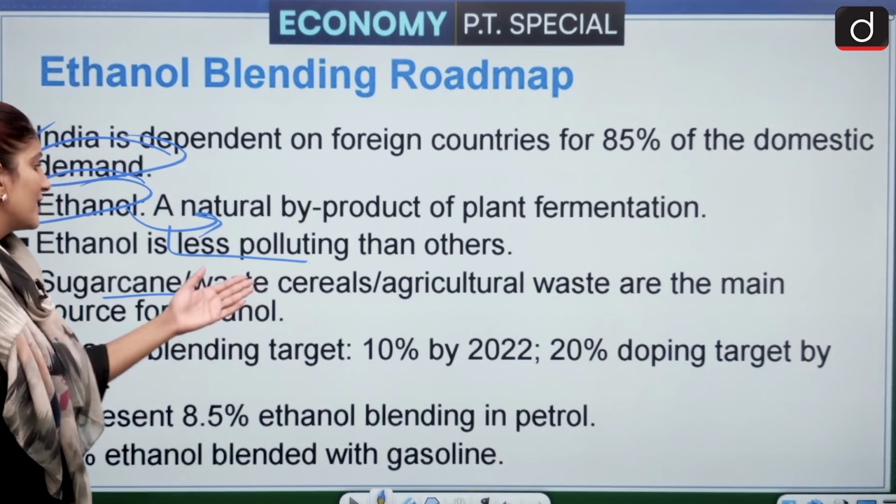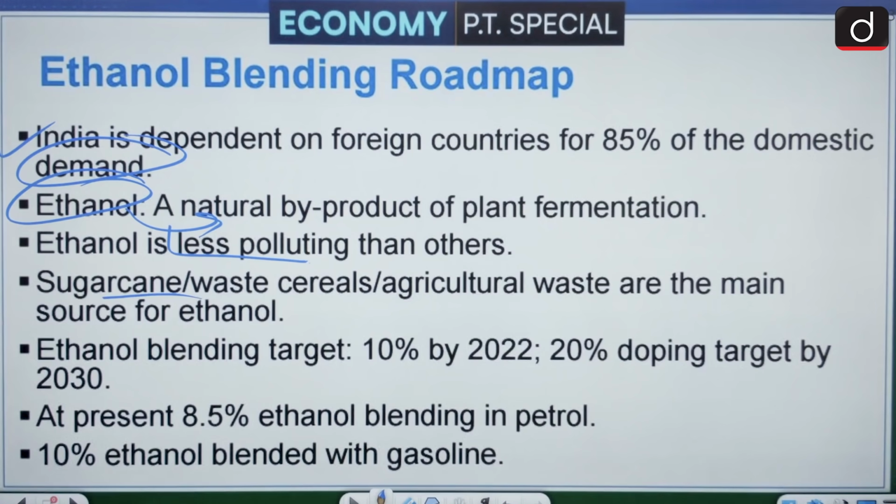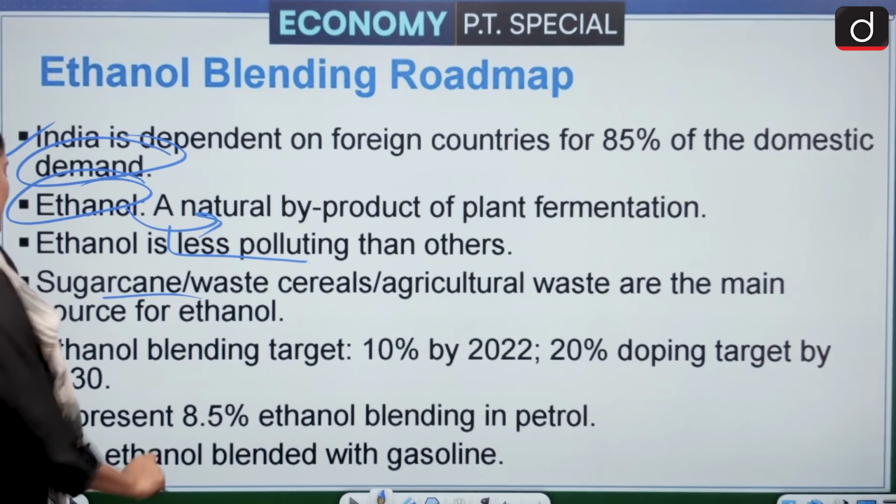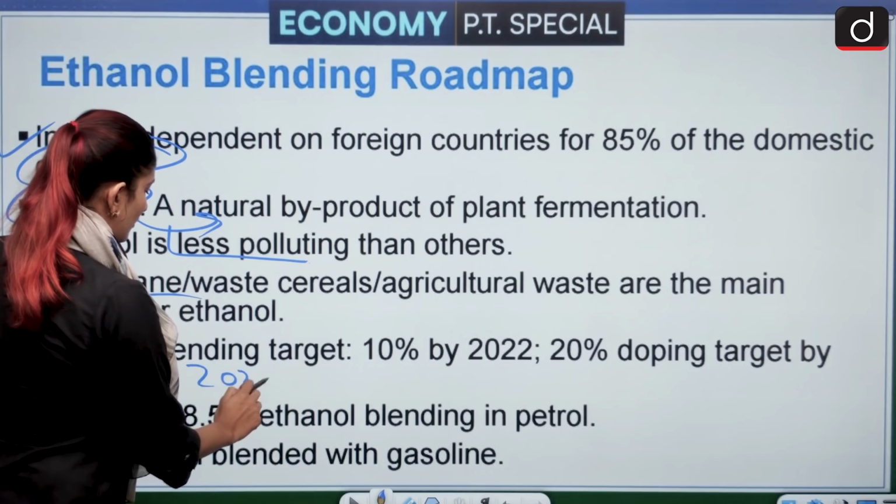Sugarcane, waste, cereals, agricultural waste, these are the main sources for ethanol, and the ethanol blending target was 10% by 2022 and 20% by 2025. So this is the earlier one, we have revised it. At present, 8.5% ethanol blending in petrol is done, and 10% ethanol is blended with gasoline. Okay, so keep in mind this is not 2030, the revision is 2025.